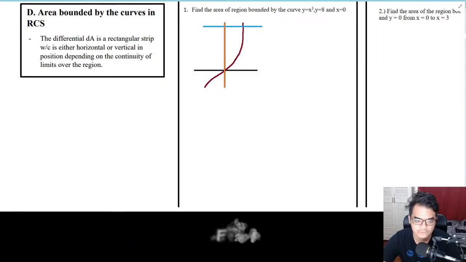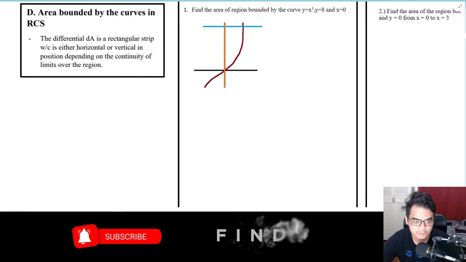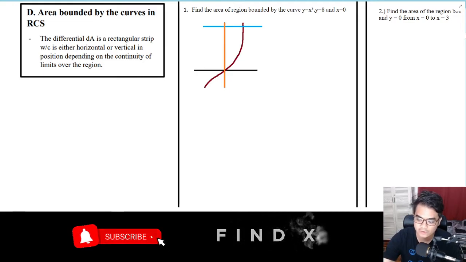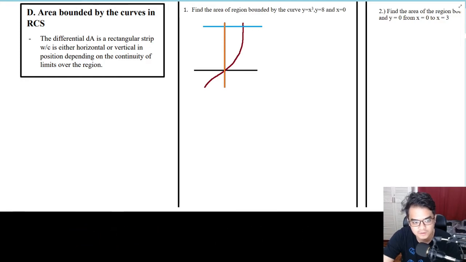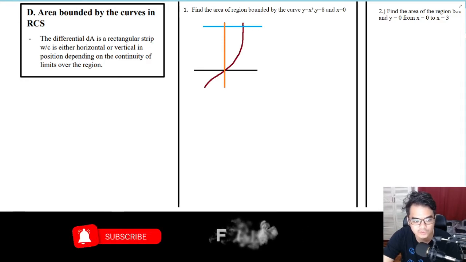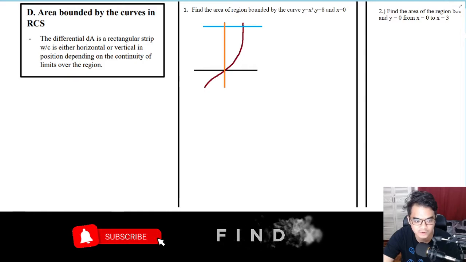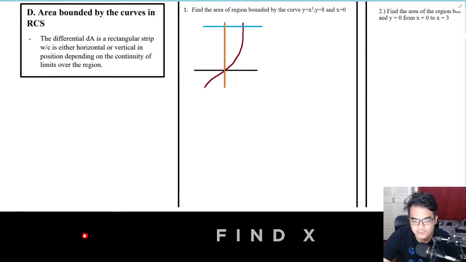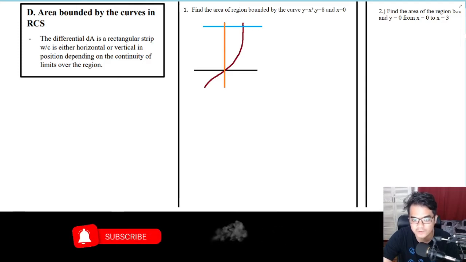Problem, we'll have area bounded by the curves in RCS, or in rectangular coordinate system. So we have the differential dA is a rectangular strip which is either horizontal or vertical in position, depending on the continuity of limits over the region. For you to appreciate it more, we have an example here.